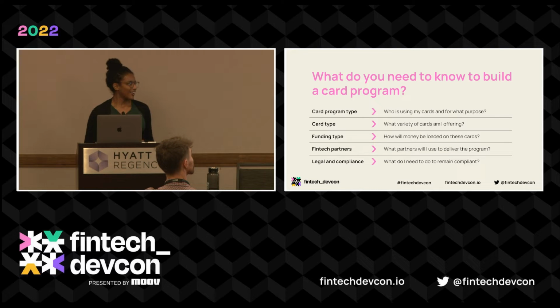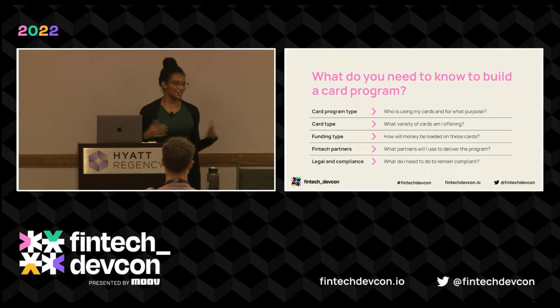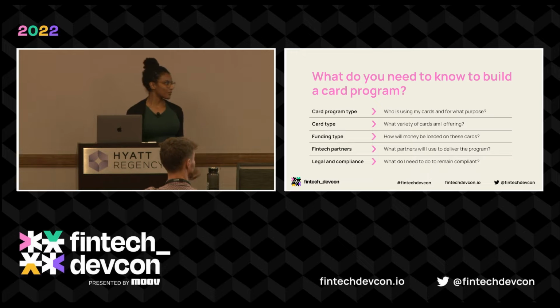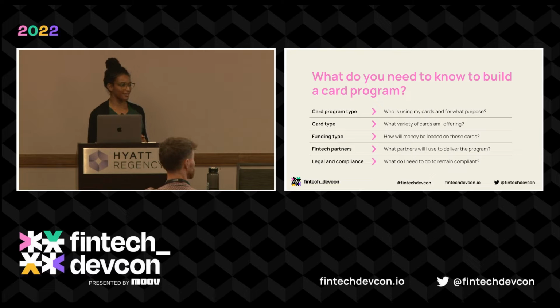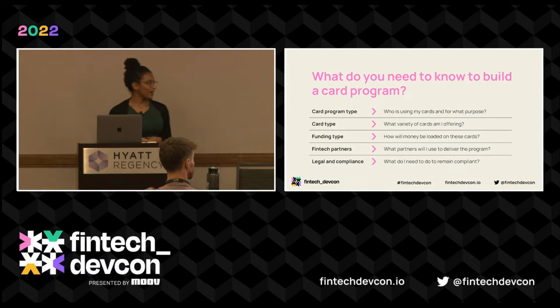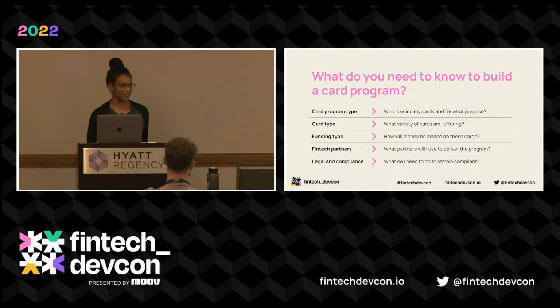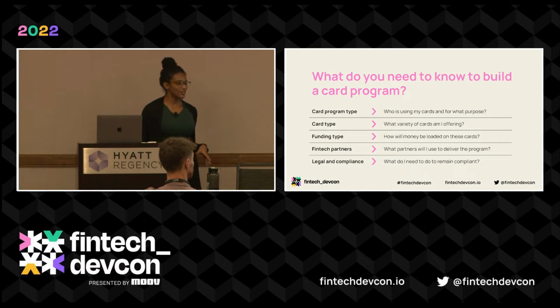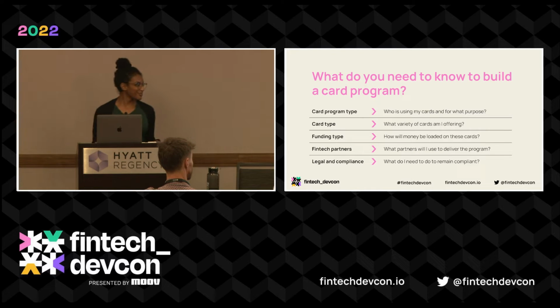All right. And then we'll go a little bit more into what do you actually need to know to build a card program. So there's quite a few different categories when it comes to this. So you've got your card program type, like for example, who's going to be using those cards, what's the purpose, what features are you going to have that are going to kind of set your card apart from others. The card type, what variety of cards are you offering? We'll go into that more in depth too. The funding type, how are you going to get money onto those cards so that customers can spend it? And the Fintech partners, so who are you going to have help you? A lot of card programs are going to require that you have Fintech partners, and that's a really important part of the process. And then one of the other most important things is legal and compliance, which we'll go into a little bit more too.